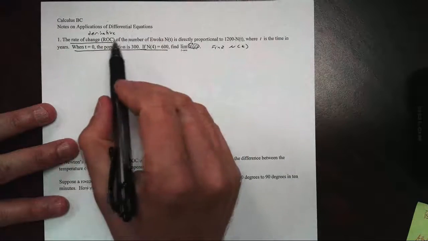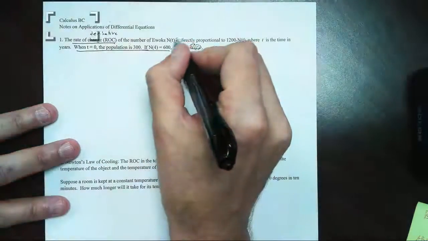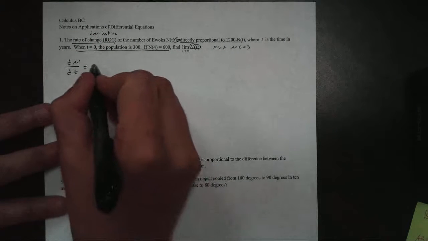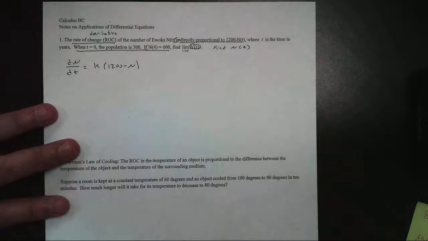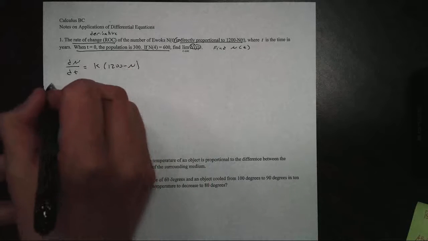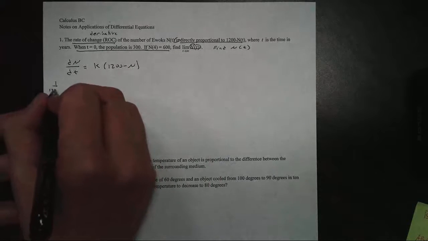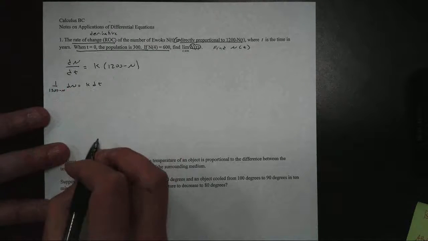So how do we do that? Well, they tell me the rate of change of the number of Ewoks is directly proportional to 1200 minus n. So there's my differential: the change in the number of Ewoks with respect to time, dn/dt, is directly proportional to 1200 minus n. And I'm just going to solve this. We know how to solve this. We're going to bring the 1200 minus n over. So I get 1 over 1200 minus n dn equals k dt.